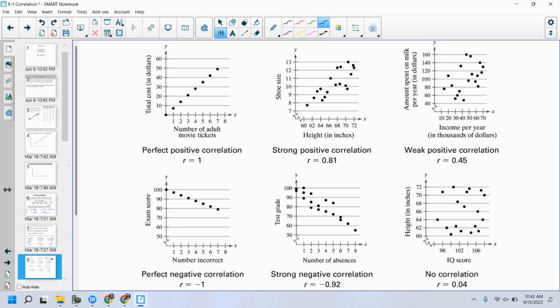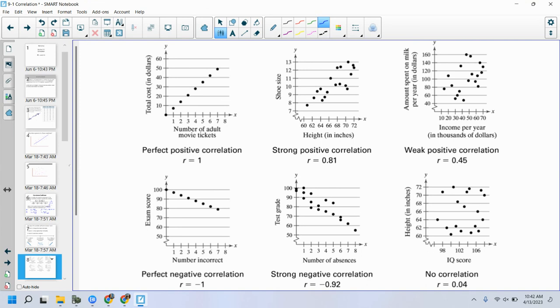And then I have some negative relations, right? Number of incorrect answers and your score on the test. Let's assume this is a multiple choice test where all questions are worth the exact same amount. Number of incorrect answers and then exam score. Perfect negative correlation, right? If they're all the same amount, 1, 2, 3, 4, 5, 6, 7, as I go, my score is going to decrease steadily.